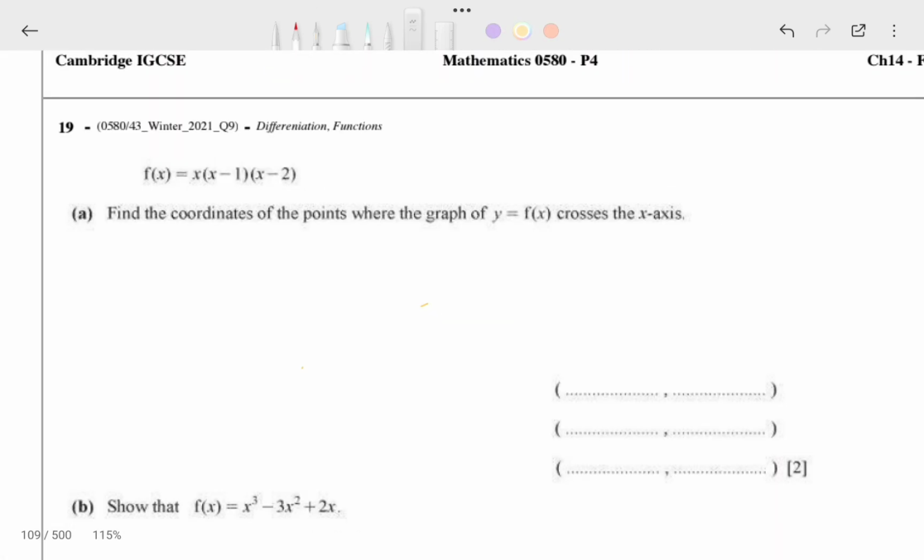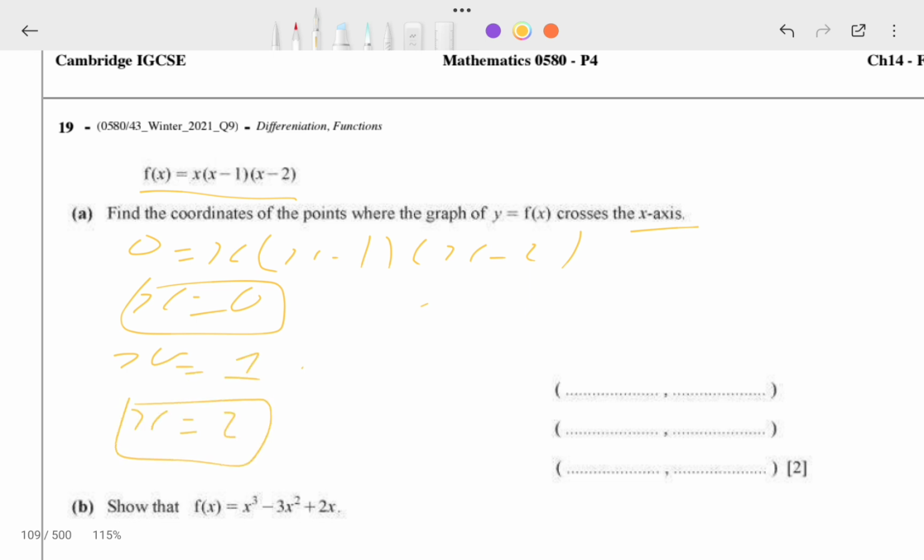Okay, question number 19 has been taken from 0580/43 October November 2021, question number 9. f(x) is equal to x multiplied by (x minus 1) multiplied by (x minus 2). Part A, find the coordinate of the point where the graph of y is equal to f(x) cross the x-axis. Okay, so cross the x-axis means y will be equal to 0. So 0, x minus 1 and x minus 2. So one value will be x is equal to 0, another value will be x equal to 1, another value will be x is equal to 2. So y is always 0: (0, 0), (1, 0) and (2, 0).